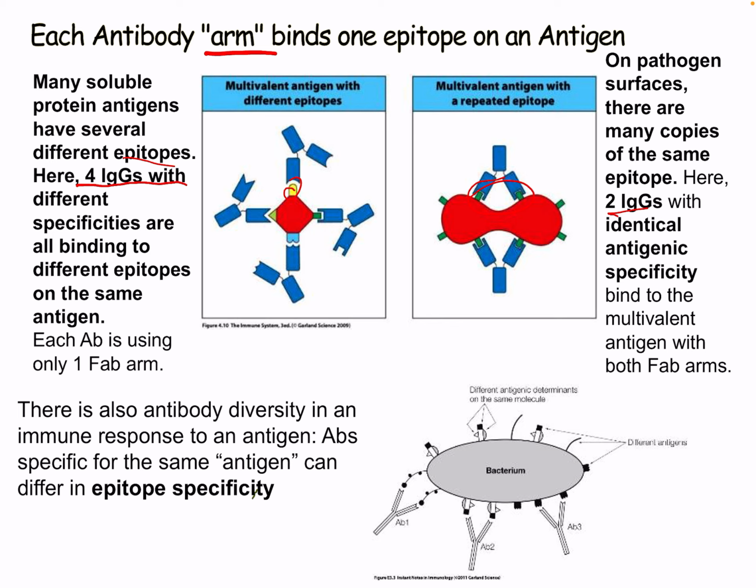So here's our similar situation where this thing expresses tons of this epitope. But bacteria can also have many different epitopes, which is normally the case; usually both occur. So we can have multiple, and these all have different specificities for different epitopes. So they're all working together at the same time. There's also antibody diversity in an immune response to an antigen. Antibodies specific for the same antigen can differ in epitope specificity. So although they're attacking the same bacteria, they can look at different epitopes. So here's an example, antibody 1, antibody 2, antibody 3.